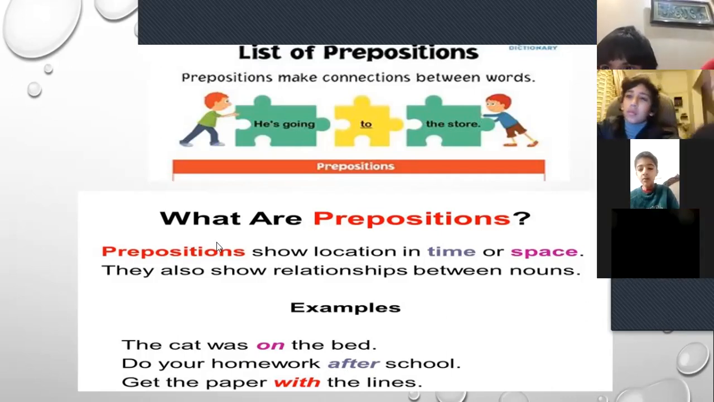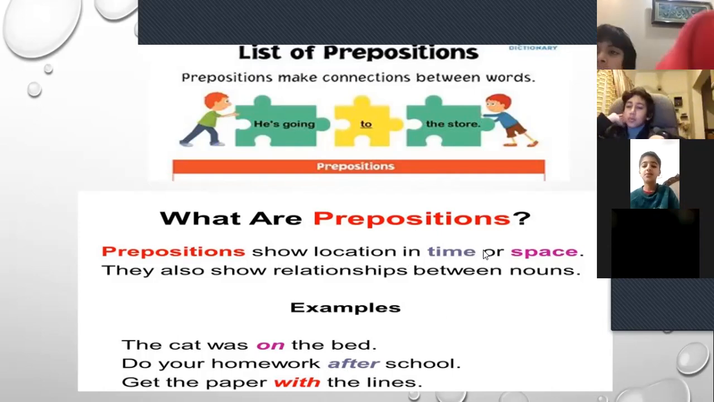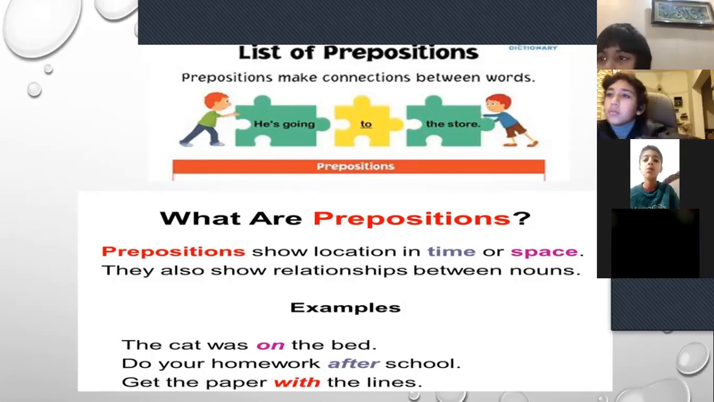Okay, so prepositions show location in time or space sometimes, and they also show relationships between the nouns. As you can see here, the cat was on the bed. So it is actually making the connection between the words as well. So prepositions are those words which we use to complete the sentence as well. Okay.